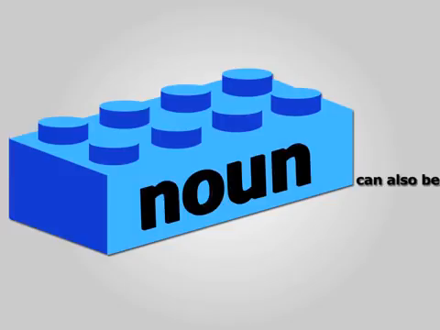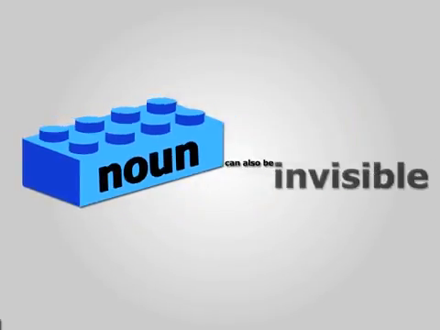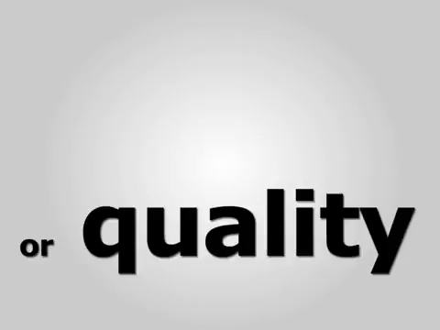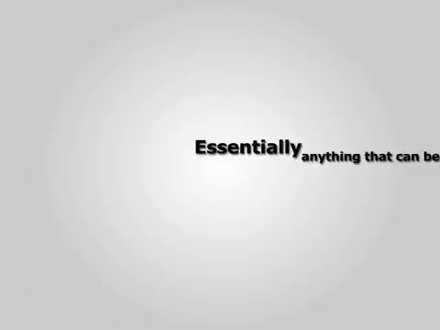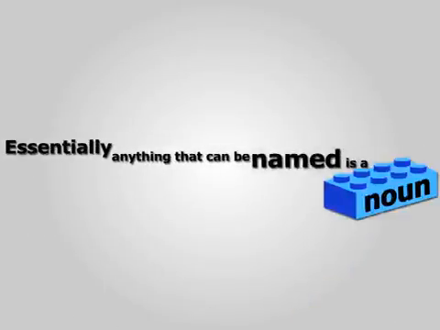A noun can also be invisible, such as a concept or quality. Some examples of this are freedom or love. Essentially, anything that can be named is a noun.